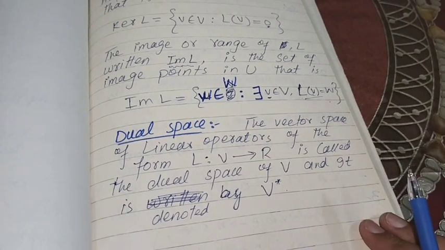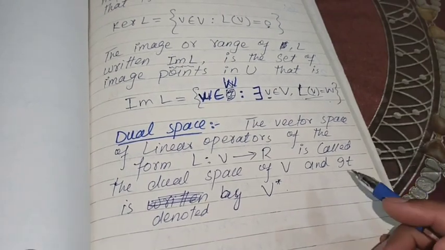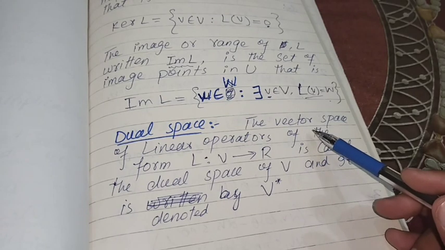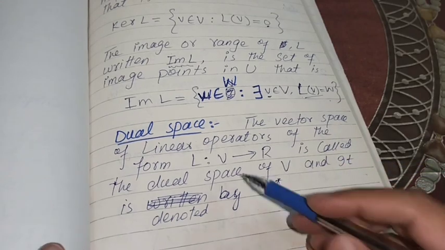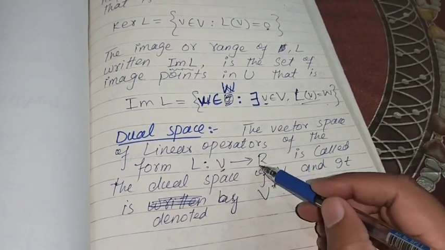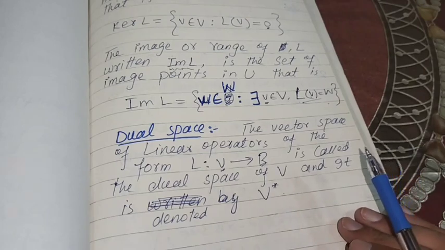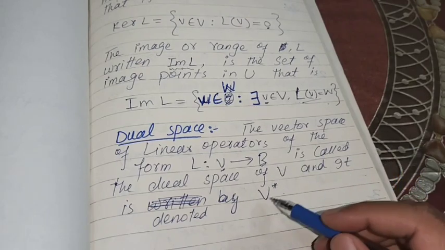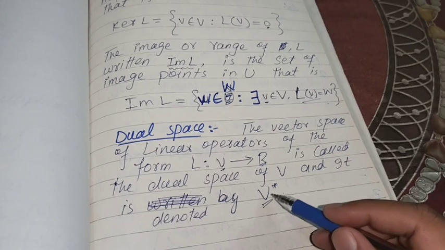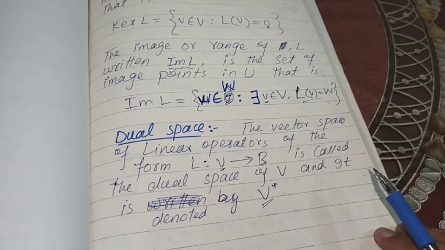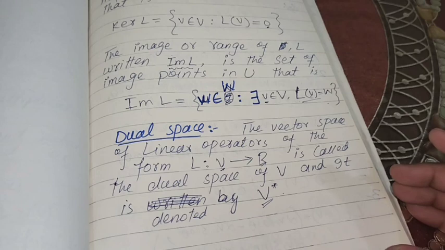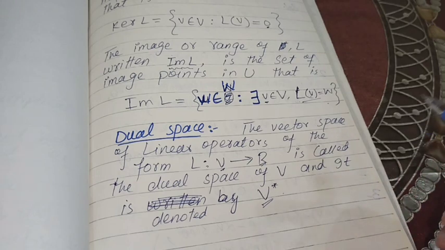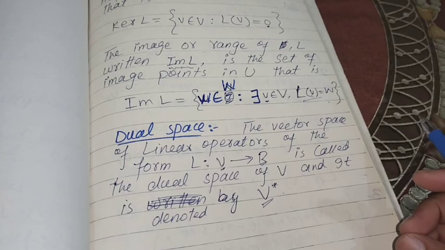Now we will define the dual space. The dual space is the vector space of linear operators. Actually, we define some vector space to the set of real numbers, and we will denote the dual space by this notation, V star. The dual space is the collection of all the linear operators. This type of space is known as the dual space.